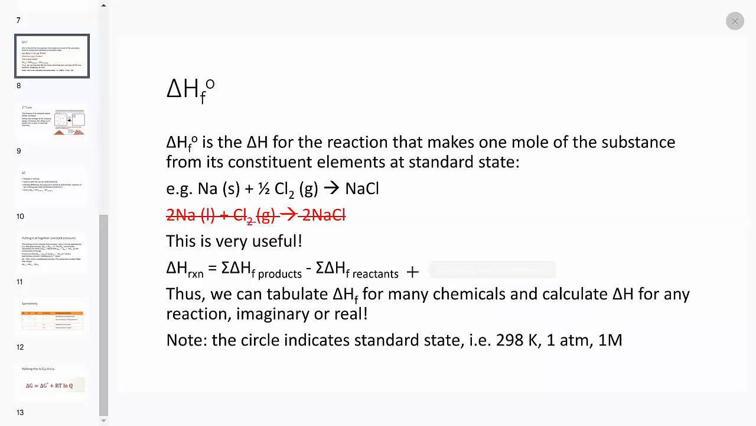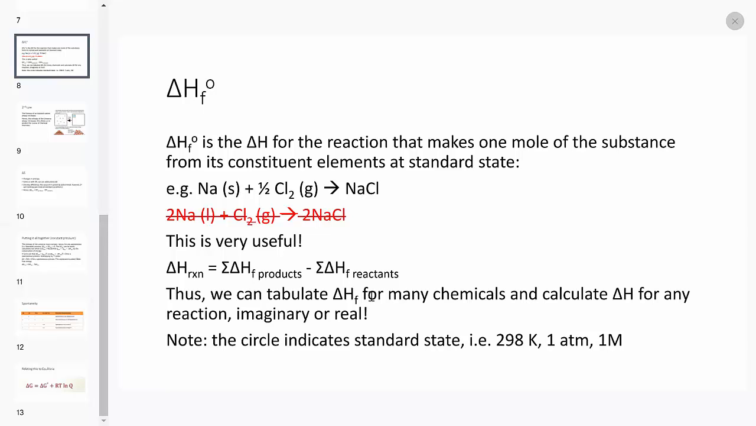So just to illustrate how this whole thing works, we can of course tabulate values of these enthalpies of formation for all of the chemicals we want, and then just calculate delta H for any reaction we want. So imaginary or real.